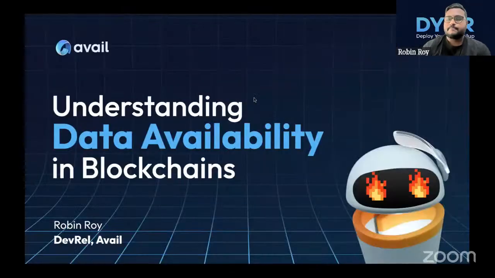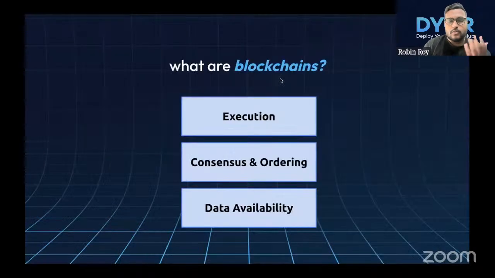So my name is Robin. I am a developer relations at Avail. Today I'll be trying to break down what data availability means in blockchains, which is a very core principle for any blockchain that you see. So let's just get started. What are blockchains? A blockchain is a peer-to-peer network of nodes or clients that is maintaining a ledger.